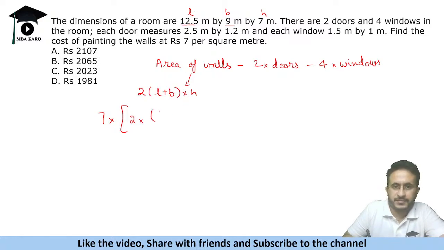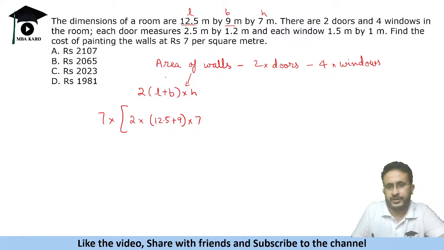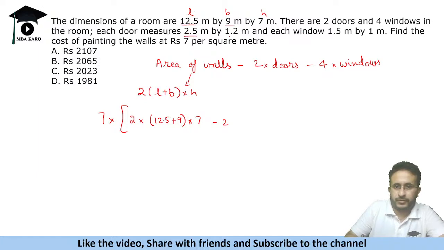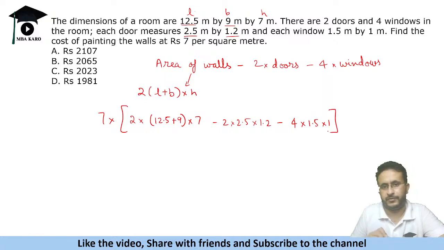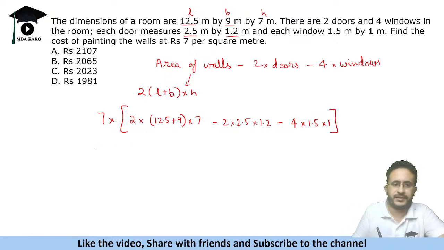So L plus B, 12.5 plus 9, into H. That is the area of four walls, minus 2 times the area of doors, 2.5 into 1.2, and 4 times the area of windows, 1.5 into the other side. So we need to find this area and multiply by 7.